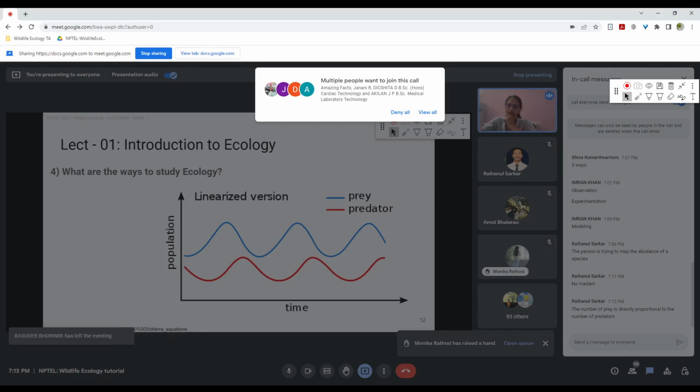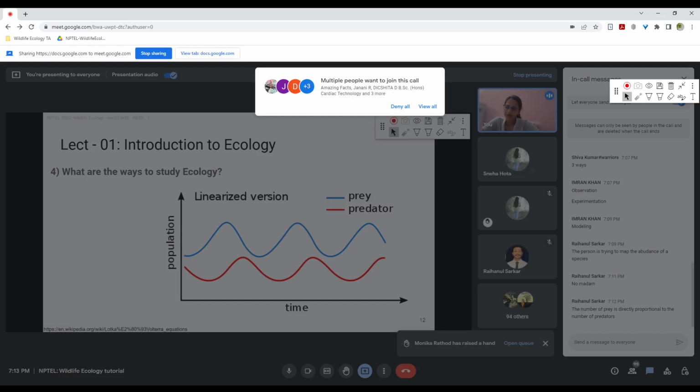So you can see that the predator will feed. But as per the graph, what is happening to the predator line at the start, which is the red one? At the start it declines. Right, it's declining. And what is happening when the predator goes down? The number of prey increases. Correct.